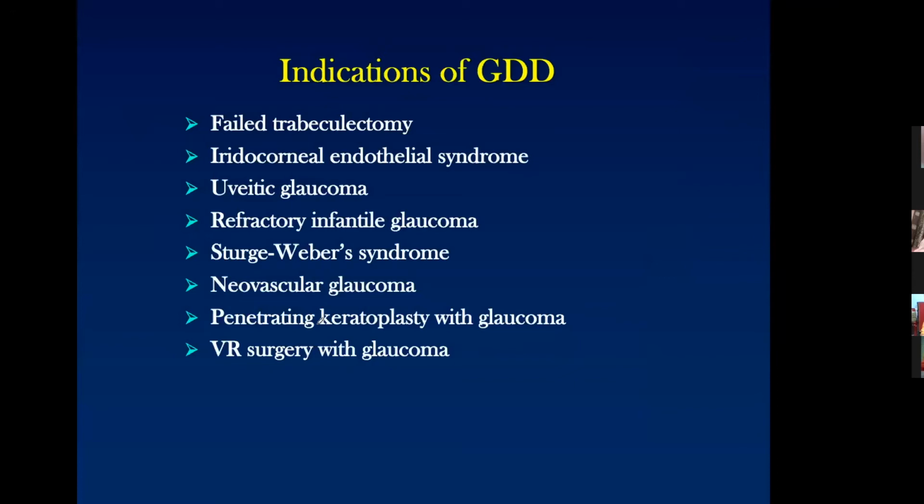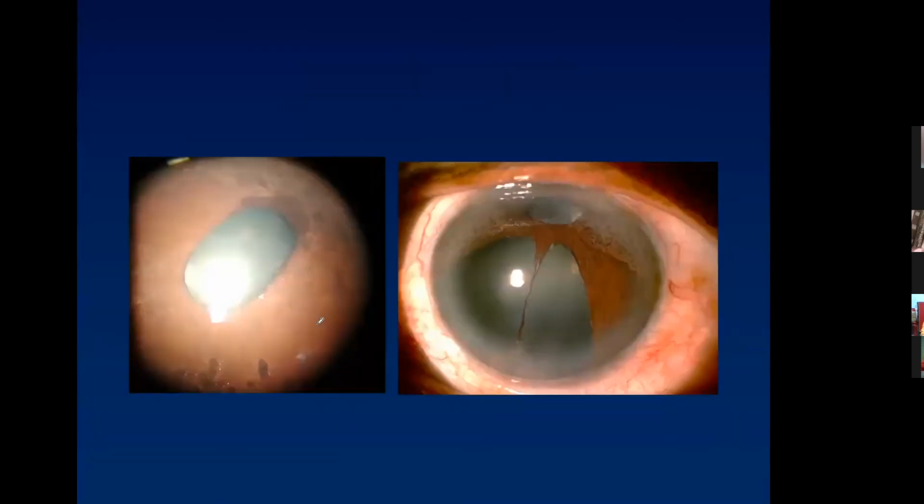So failed trabeculectomy is one indication for doing a glaucoma implant. Other cases are ICE syndrome, uveitic glaucoma, Sturge-Weber syndrome, and neovascular glaucoma, where there are chances of very high inflammation in the post-op period. Also glaucoma surgery along with penetrating keratoplasty, and glaucoma surgery in patients post-retina surgery or with silicone-filled eyes. These are the specific indications for using a glaucoma drainage implant in the first place.